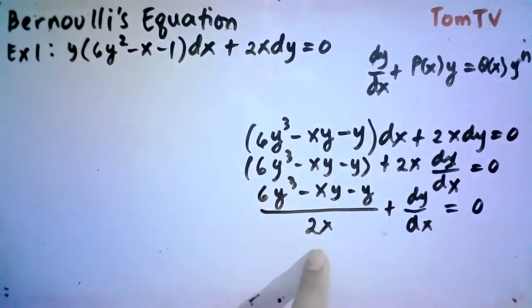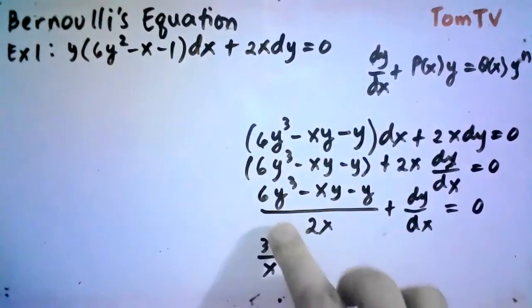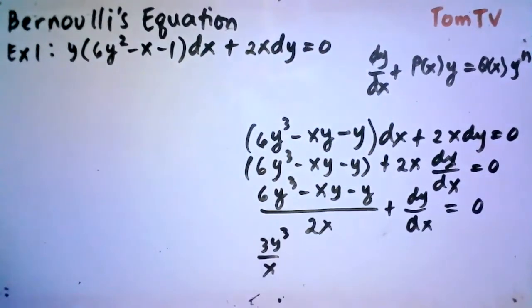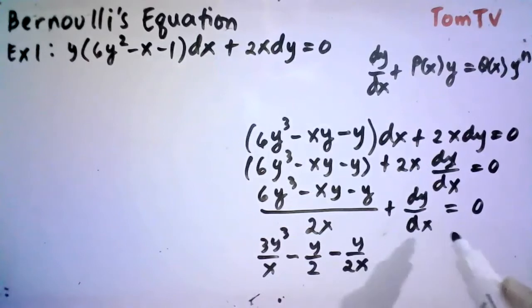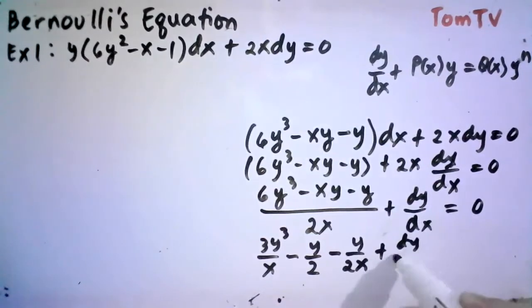6 divided by 2x, that is 3y cubed over x. I will write here 3y cubed over x minus y over 2, minus y over 2x, plus dy over dx. That is equivalent to 0.